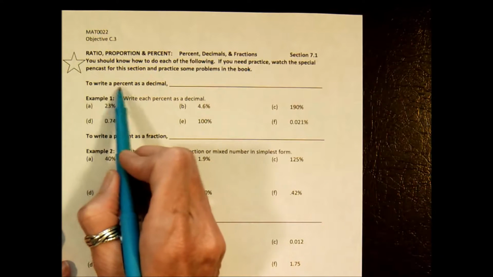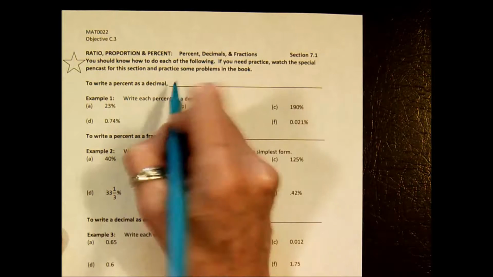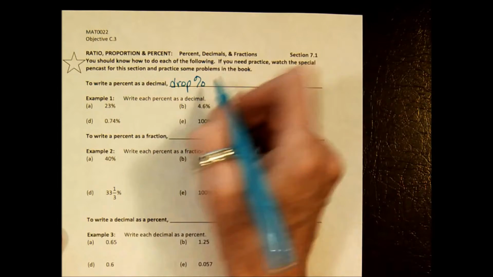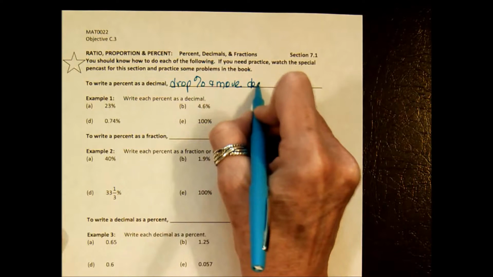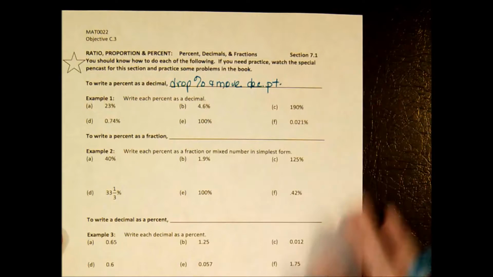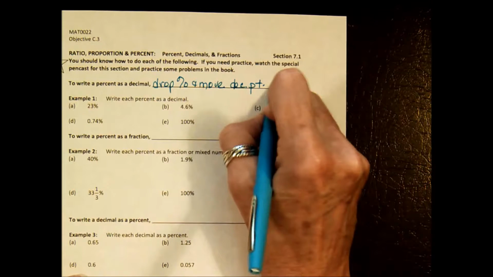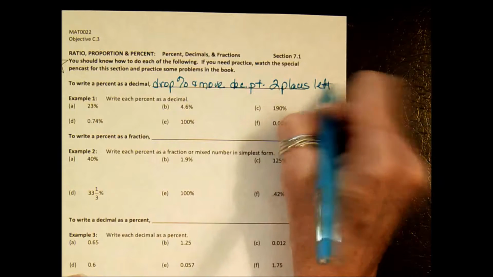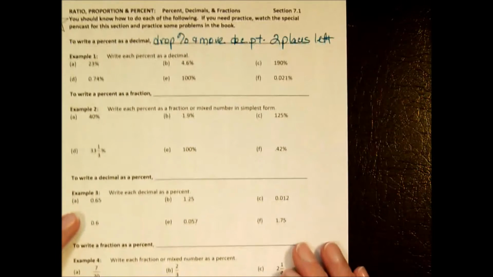So first, to write a percent as a decimal, very, very easy. You drop the percent sign and you move the decimal point. I'm going to do some abbreviating so I don't take so long writing. You move the decimal point 2 places to the left. Now, rather than trying to remember when do I move it left and when do I move it right, I'm going to show you a little trick for remembering that.